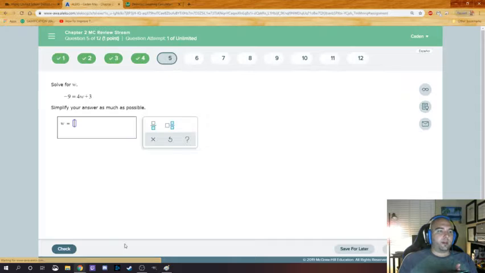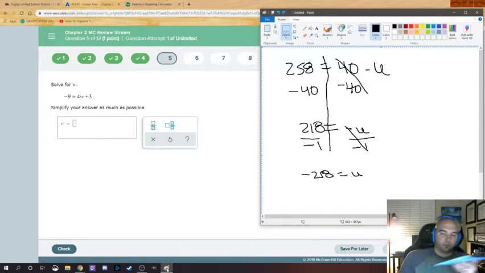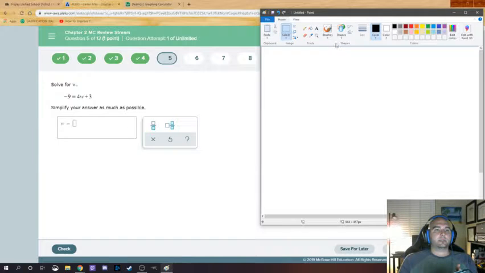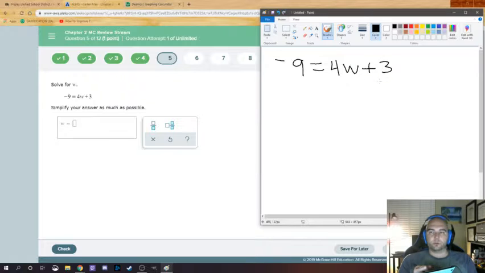Okay, number 5. Simplify this as much as possible. Another basic solving problem. It's kind of what the last 3 have all been. The other one was weird because of the negative on the variable, but I wouldn't say that's weird. That's kind of normal. You should be ready for that.